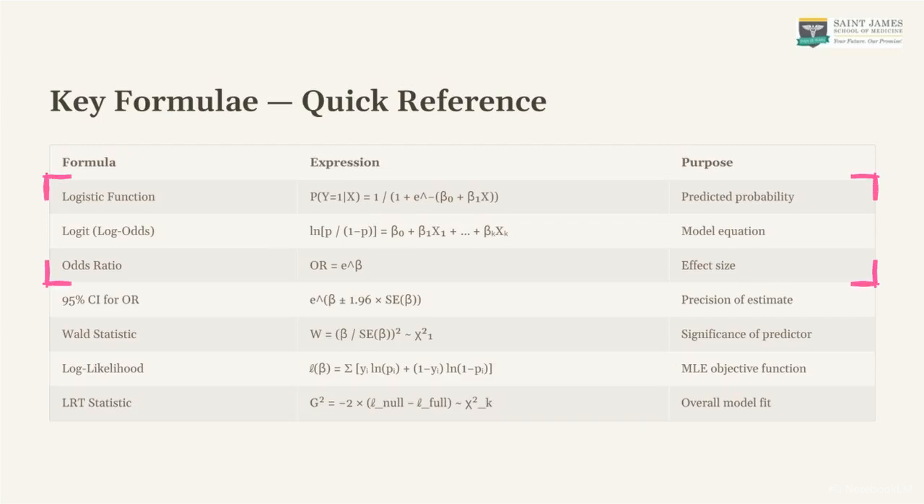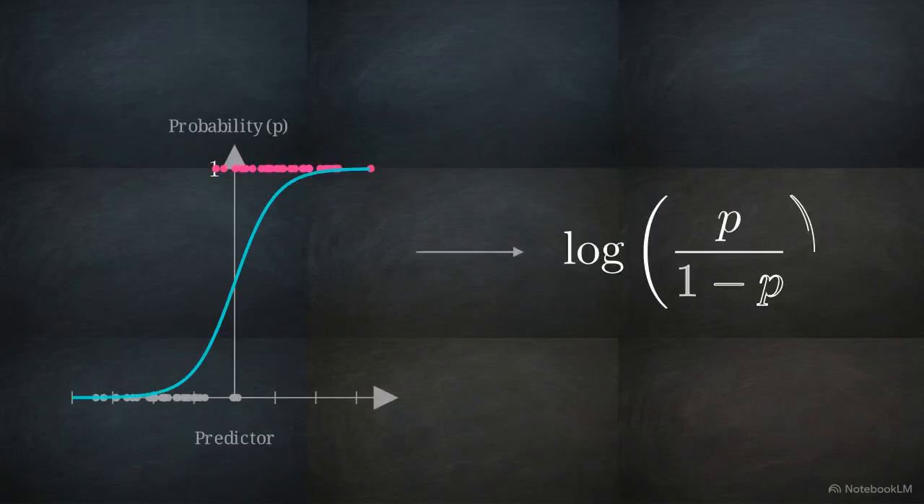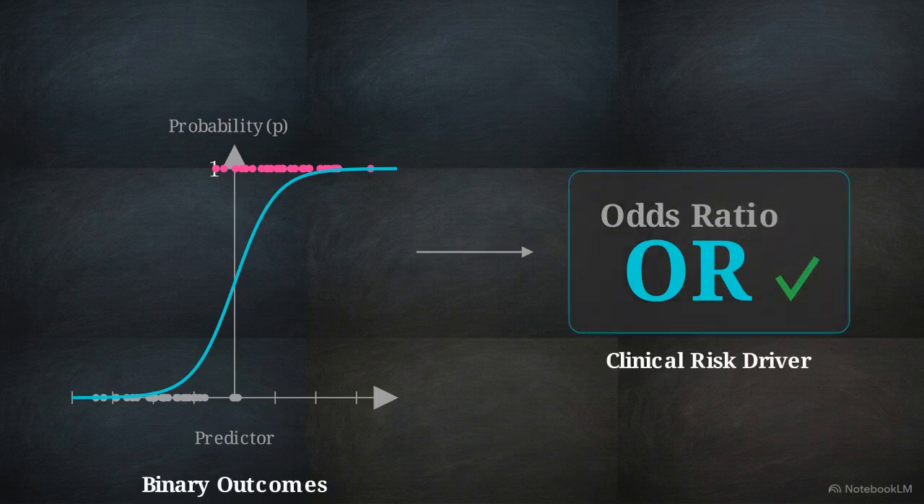You build the equation in log odds, calculate predicted probabilities, and isolate the effect size using the odds ratio. You then verify findings using the Wald statistic for individual predictors and log likelihoods for overall fit. By translating log odds to actionable odds ratios, biostatisticians gain a consistent method for analyzing binary outcomes and identifying the drivers of clinical risk.